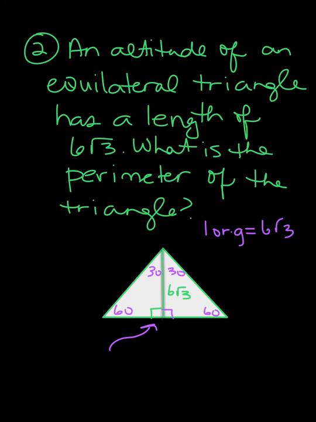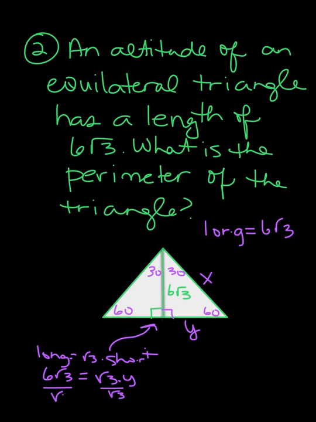Okay, so if I want to find the perimeter, I need to find the values of the sides here. So my hypotenuse, I'll make x, and then I'll make this side y. So the first thing I always have to do is go back to my short leg. So again, I know that my long leg is equal to root 3 times my short leg. My long leg is 6 root 3, which is equal to root 3 times my short leg, which is y. So it's root 3 times y. And if I divide both sides by root 3 to isolate that variable, I can see that y has a value of 6. So I'm going to label that. This is going to be 6 here.